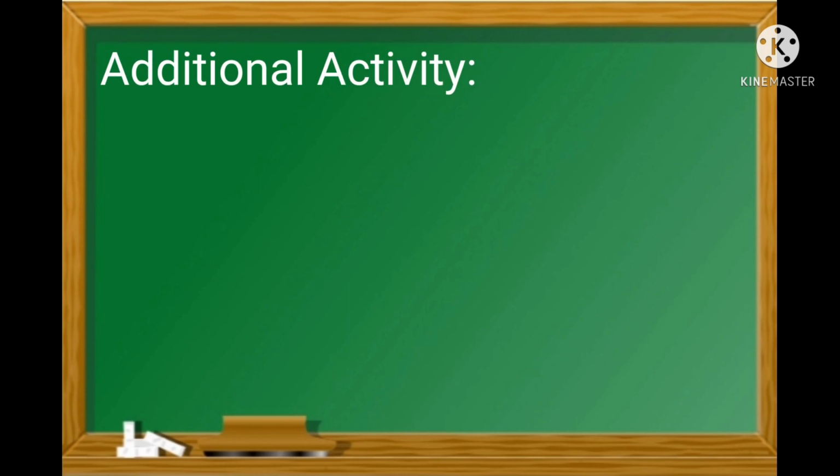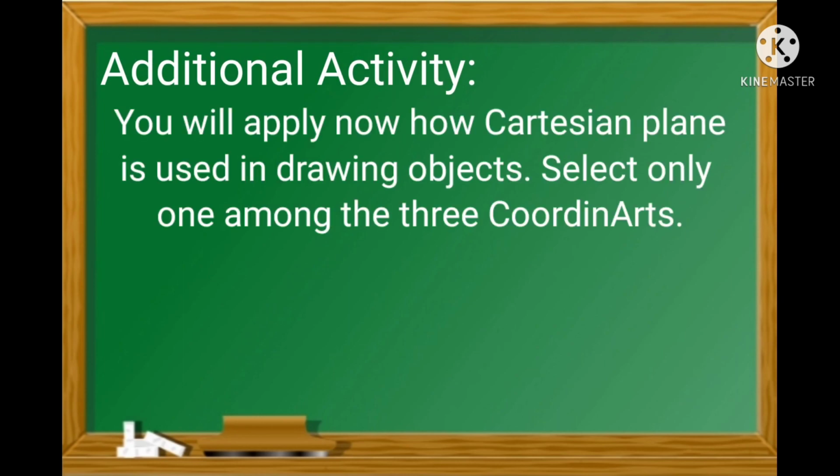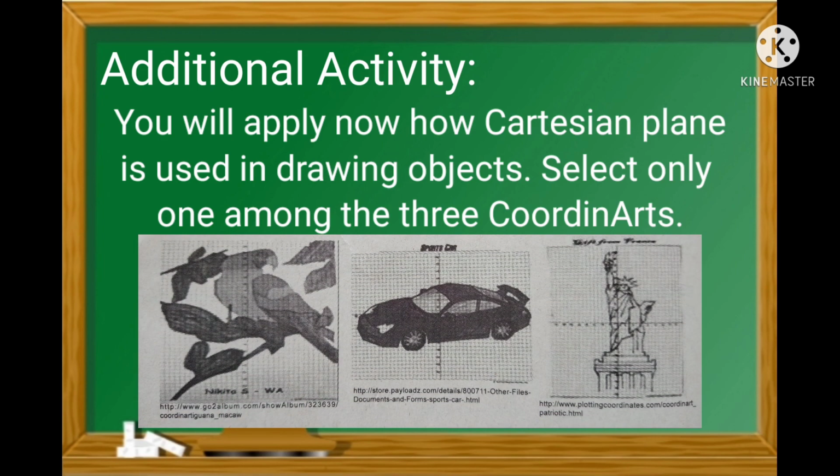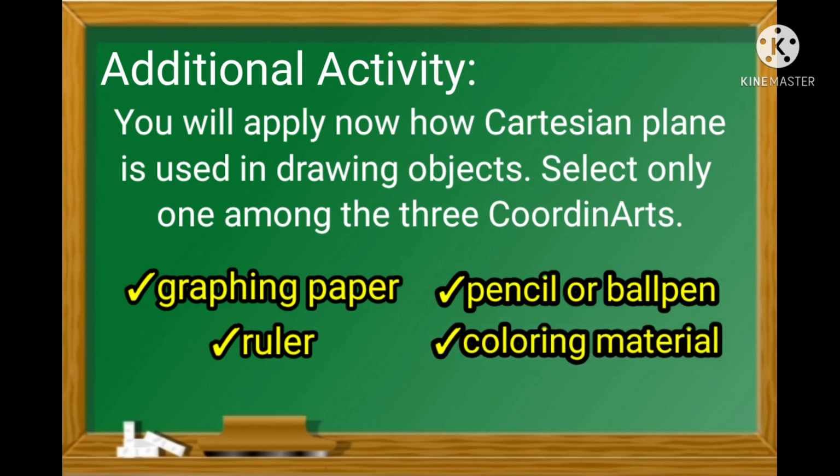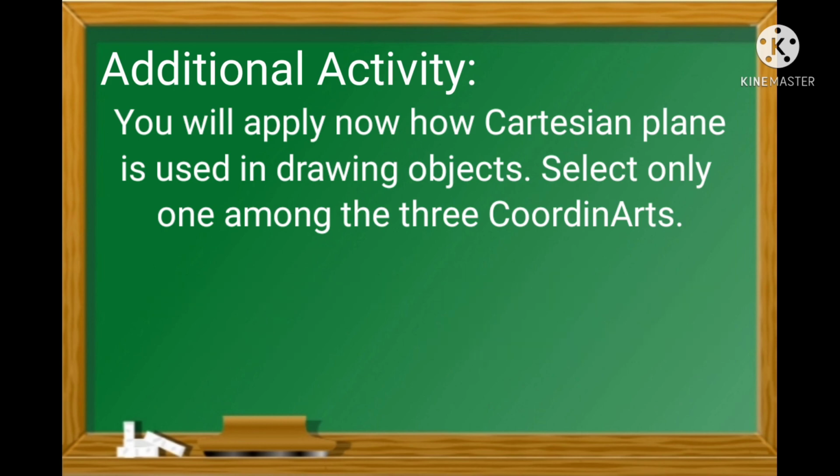As your additional activity, you will apply now how the Cartesian plane is used in drawing objects. Select only one among the three coordinates, or you can search on the internet if you would like to use other coordinates that you like. Identify the ordered pairs of the significant points so that the figure will be drawn precisely. Make your own coordinate plane using graphing paper, ruler, pencil or ball pen, and any coloring materials. Your output will be assessed using the following rubrics.